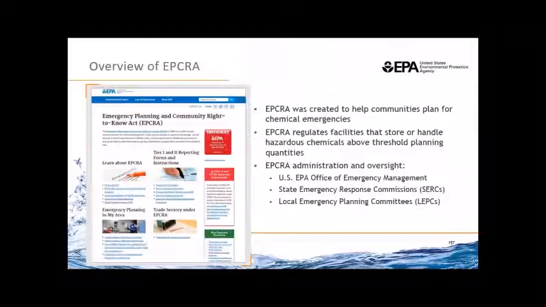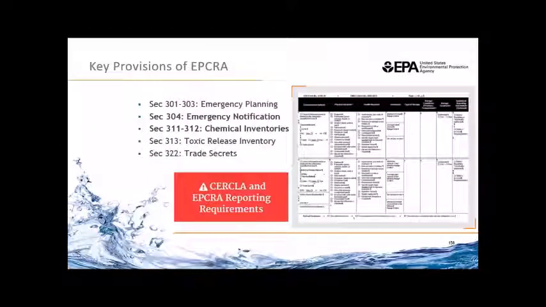Just note that while this is a federal regulation, EPA does not have enforcement authority over the SERCs and the LEPCs. There are several sections in EPCRA, and we're only going to focus on the two sections in bold on this slide that were amended through 2018. That includes Section 304, emergency notifications, and Section 312, which is chemical inventories, and I'll talk about those in more detail in the next few slides. We're just focusing on the two that were amended under Section 2018.